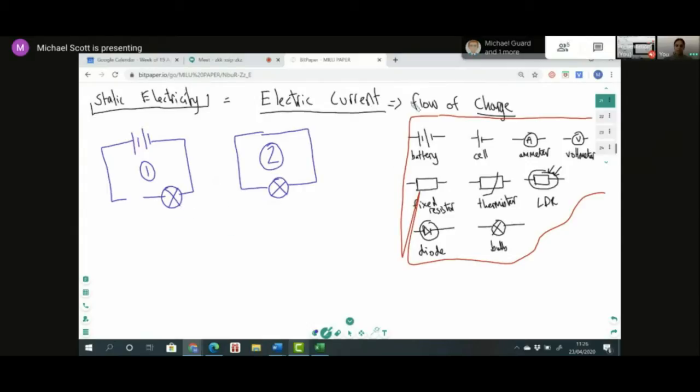In other words, why won't the charge be able to flow? Because components can only work once charge flows. So just take a look at these two diagrams. Again, I'll give you 30 seconds just to have a think about why the light bulb in each circuit would not actually work.